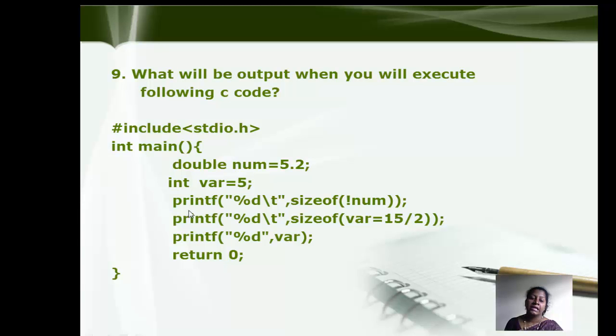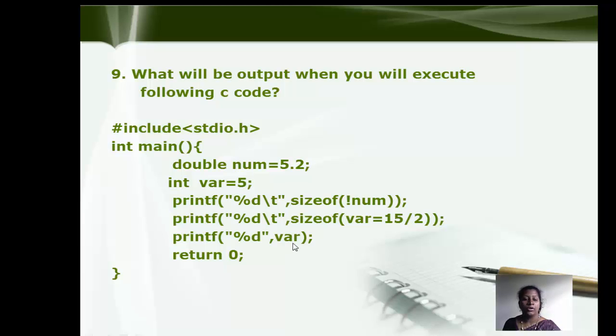Here I have a variable num, which is of the type double, which is equal to 5.2, an integer variable with a value of 5, and in my printf statement I am printing the size of this double variable. In the second printf, I am printing the size of the integer variable, which is equal to 15 divided by 2, and in the third printf, I am printing the integer variable.